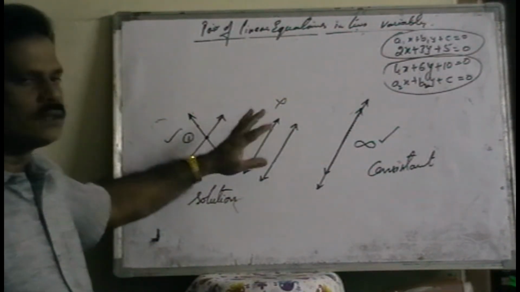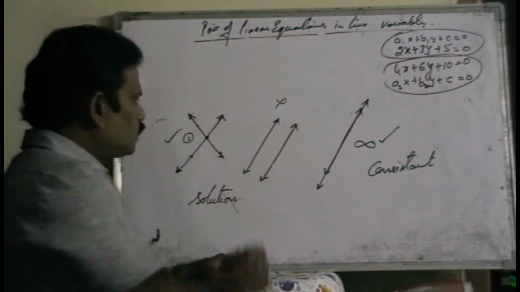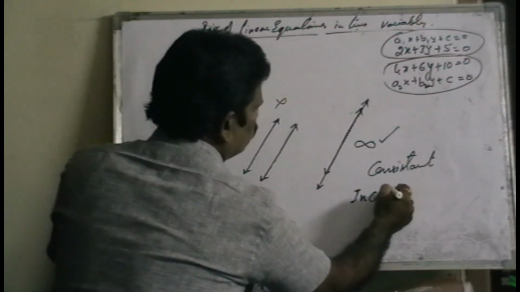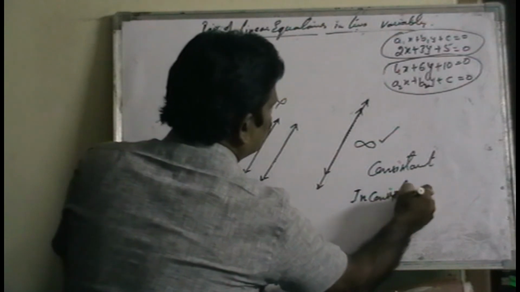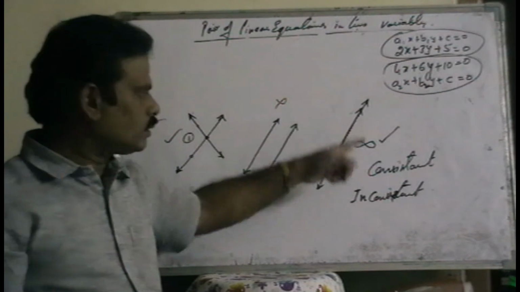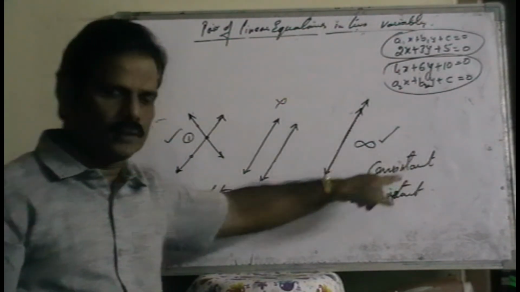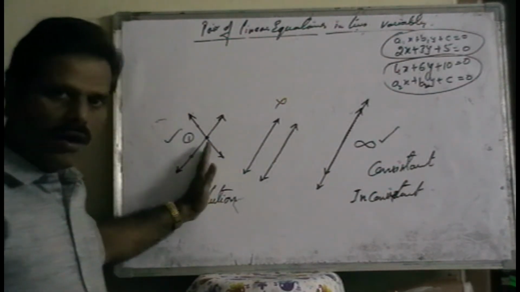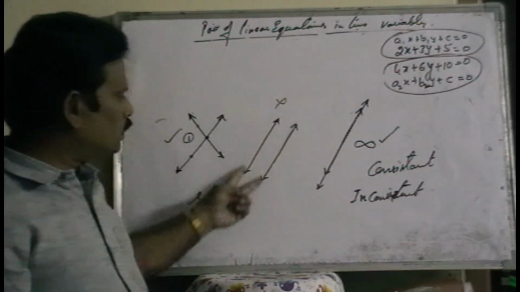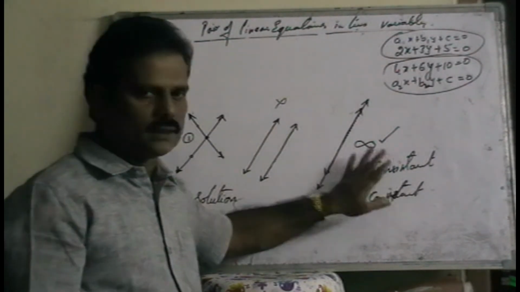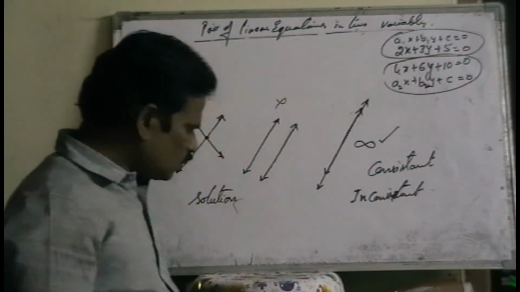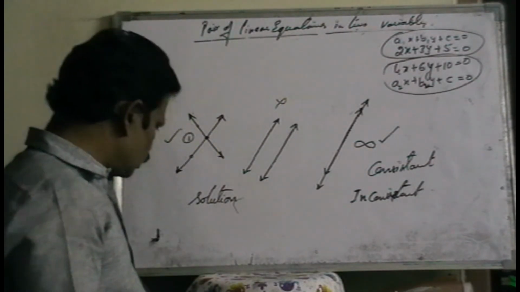If there is no solution, they are inconsistent lines. Inconsistent lines means there is no solution. If there is a solution, they are called consistent. Consistent means either they are intersecting lines or coincident lines. Both are consistent lines, but if the two lines are parallel, then they are not consistent. That means they are inconsistent. That means there is no solution.